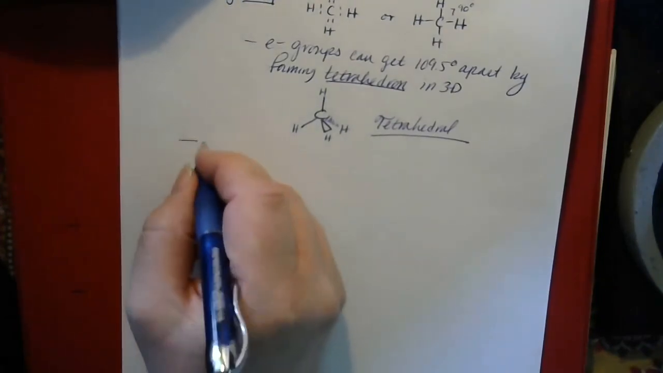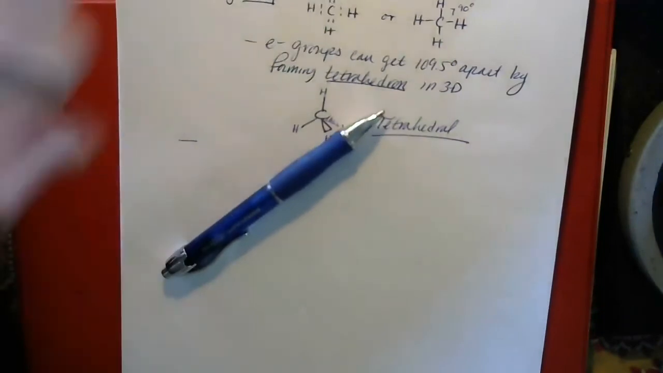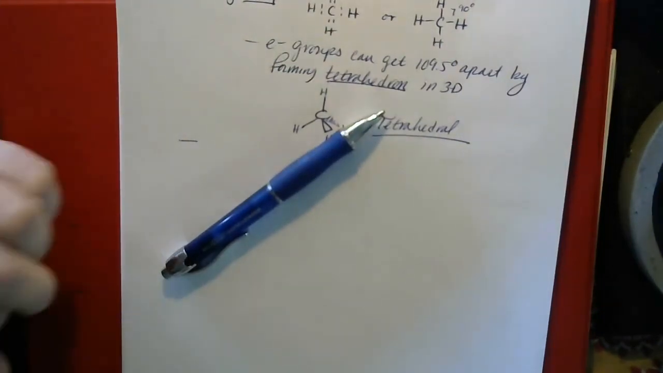All right, so suppose you have 5 electron groups. Oh, we're over 30 minutes, so next will be 5 electron groups.